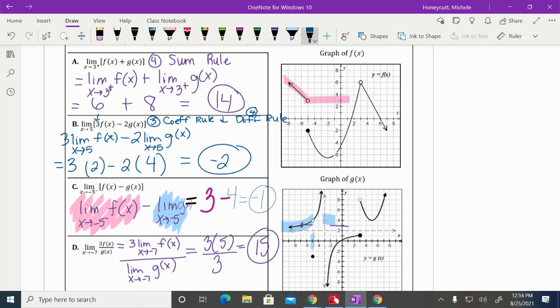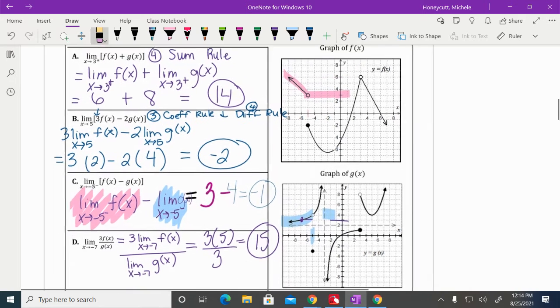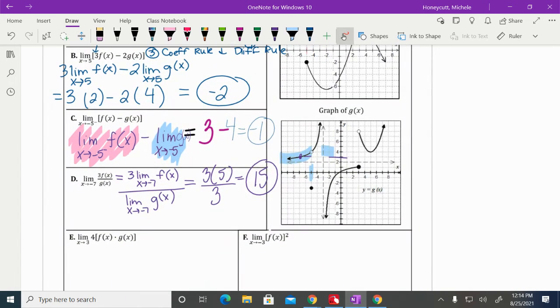Bailey: On D, wouldn't it just be 5? Yeah, that's right. I got 3. That's 15. Yes, you are correct. Let's change that math. 3 times 5 is 15. 15 divided by 3 is 5. Thank you, guys. Anything else?